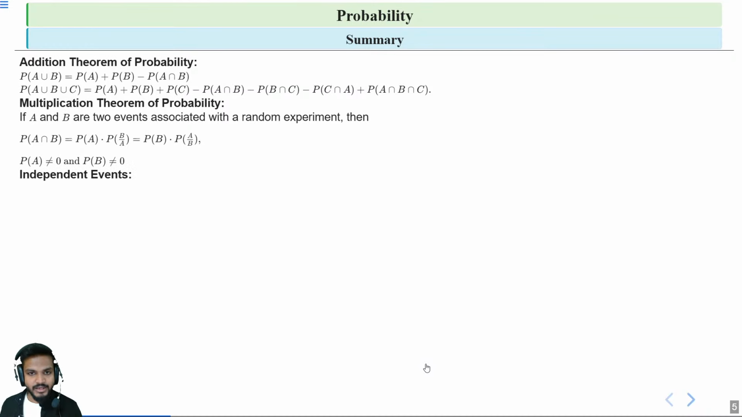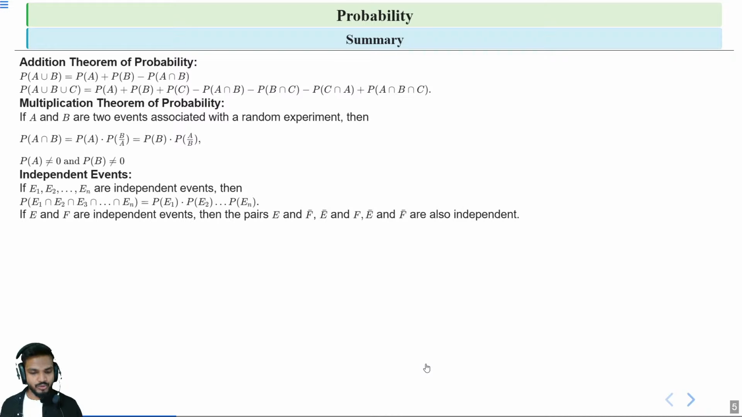Next thing, independent events. If we have a set of events E1, E2, dot dot dot, En, then we say these events are independent if probability of E1 intersection E2 intersection E3 intersection dot dot dot intersection En is equal to probability of E1 into probability of E2 dot dot dot probability of En. That means events are independent if the probability of their intersection is equal to the multiplication of the individual probabilities.